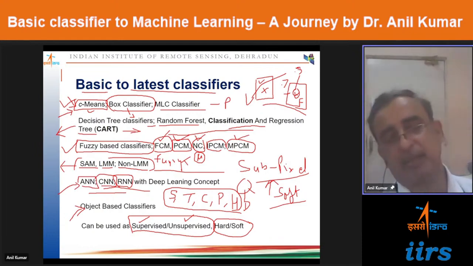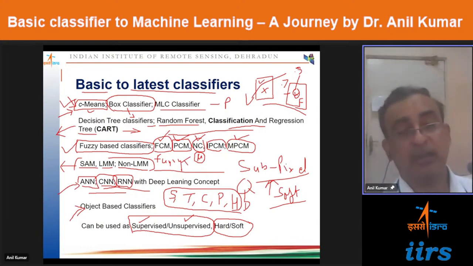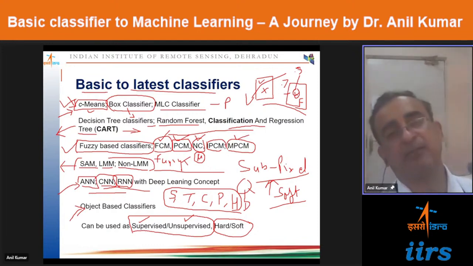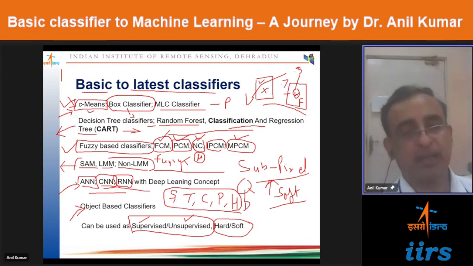They can be used as supervised or unsupervised, but not all the classifiers can be used unsupervised, because there are so many parameters which cannot be refined once we assume the parameter through iteration. Like the mean, you can refine as the number of iterations run, the mean can be modified, but the variance covariance, one of the parameters, cannot be modified.